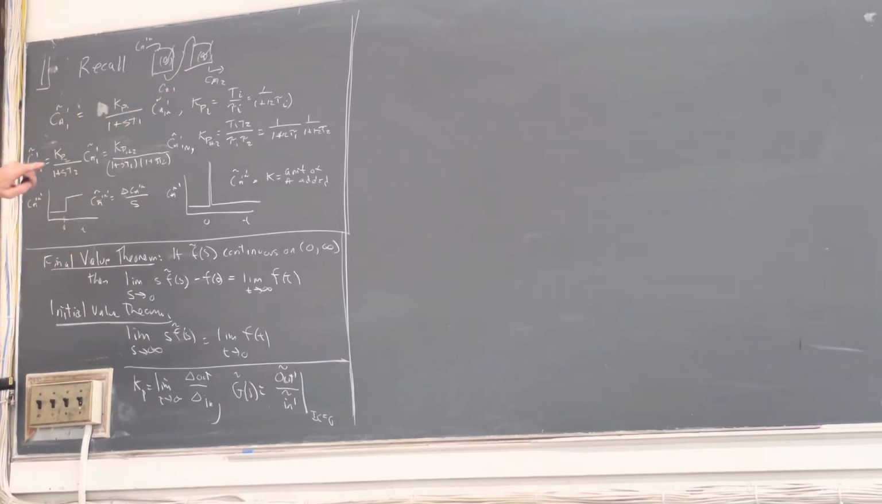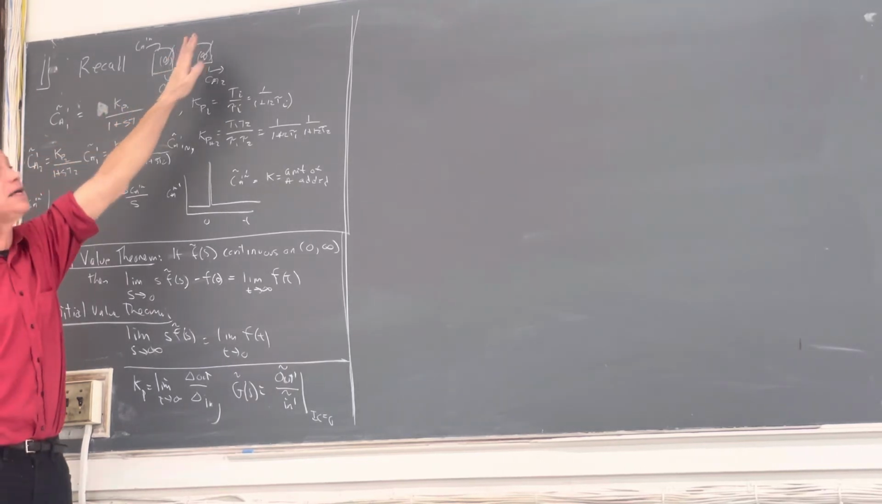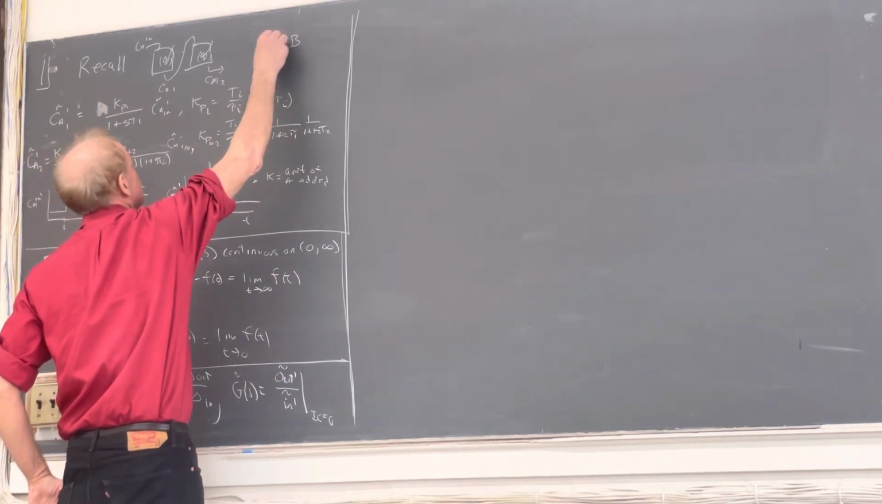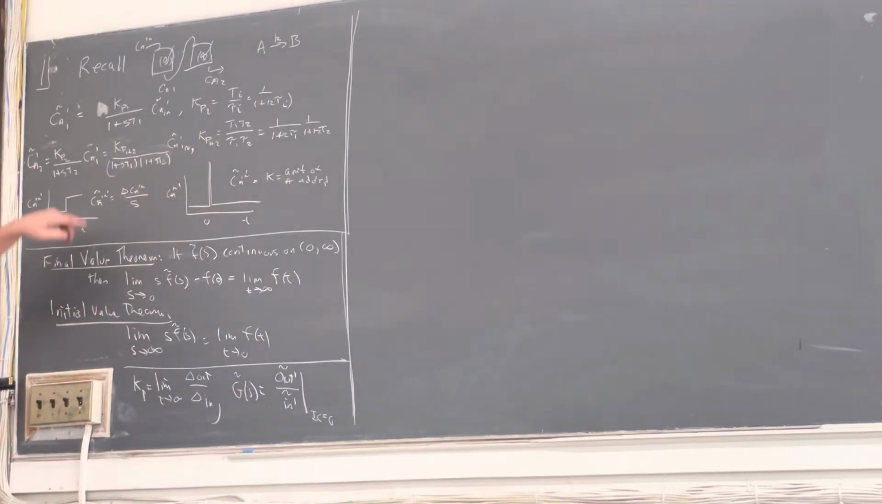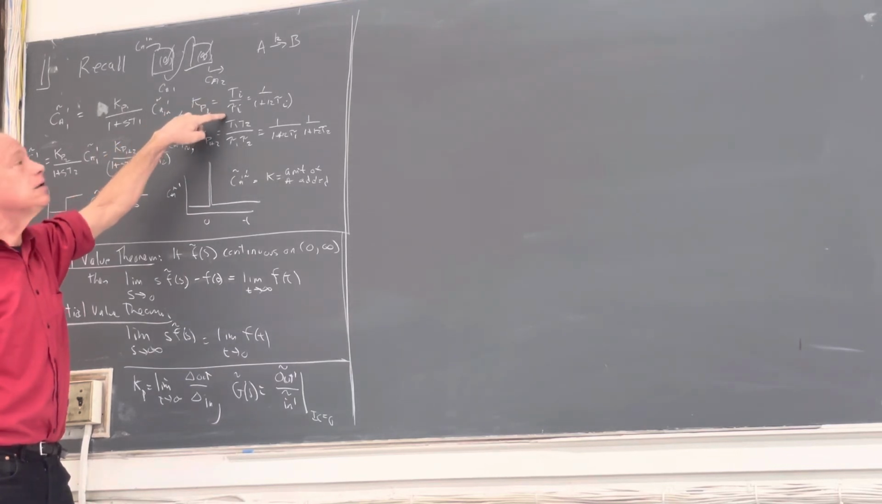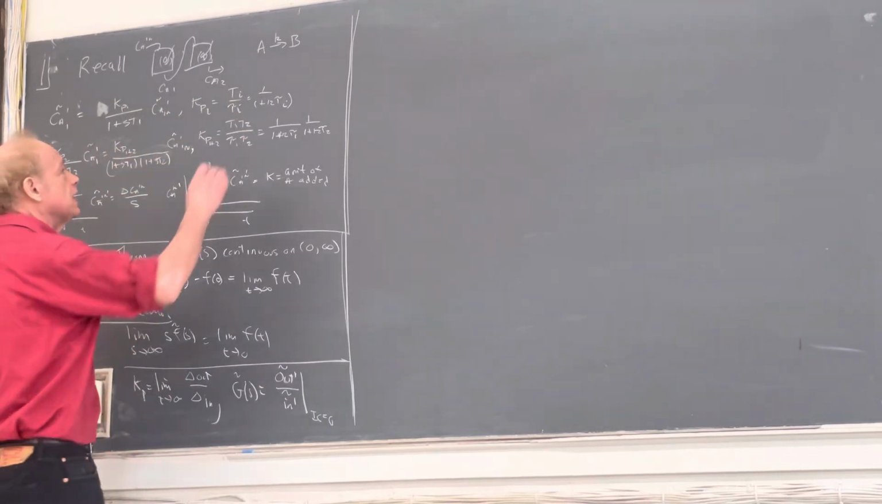And what we found when we did the Laplace transform was CA1 prime tilde, that is the exit, if I only had a single reactor and have a reaction A goes to B, first order. Then what we found is that CA1 prime tilde was Kp1 over 1 plus sτ1 times CA in prime tilde, where Kp was big T over little t, which is 1 over 1 plus kτ.